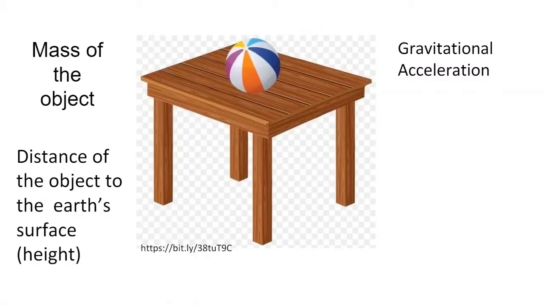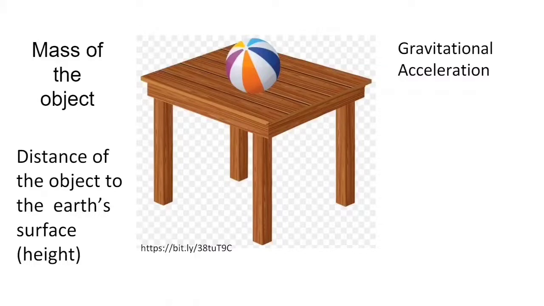The gravitational potential energy possessed by objects can be expressed mathematically by means of this equation. But before I show you the formula, let me reiterate that the gravitational potential energy is affected by, first, the mass of the object, second, the distance of the object to the Earth's surface, or known as the height, and lastly, the gravitational acceleration.